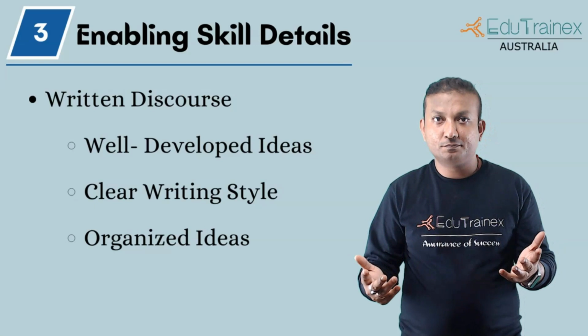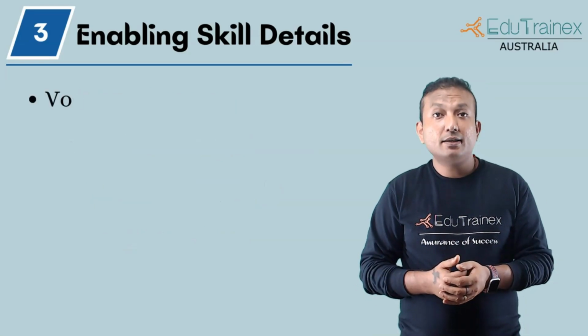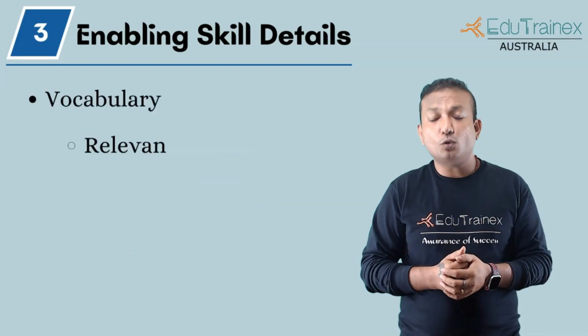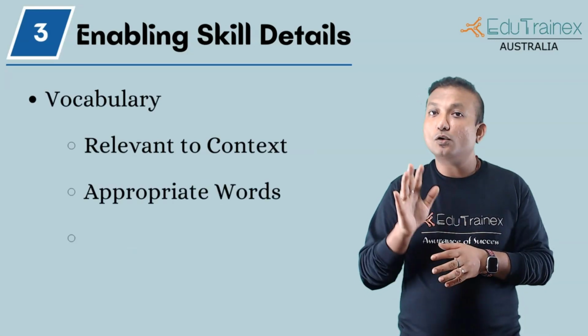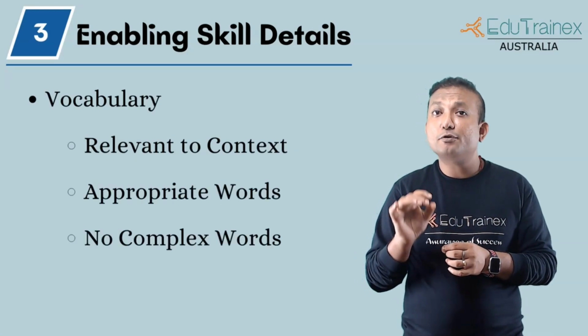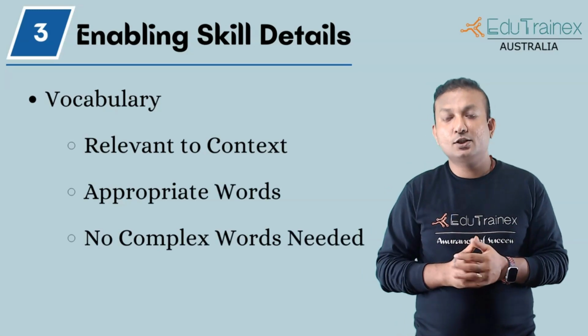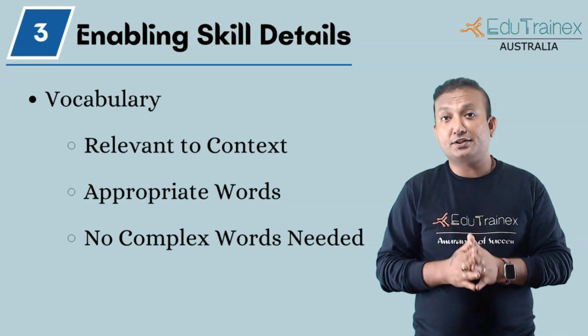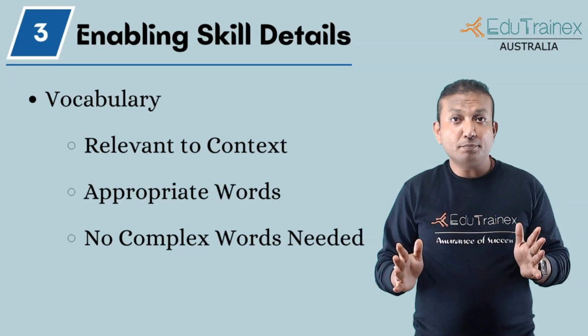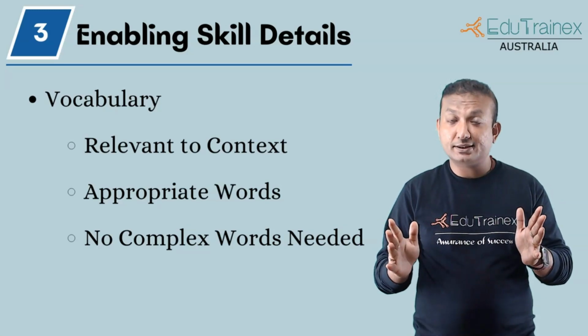And so on. Let's not forget about vocabulary, which is classified under the enabling skills, but is also mentioned as a scoring criterion for many PTE writing tasks. So using appropriate and relevant vocabulary is very essential. You don't need to use complex words, just the appropriate ones.